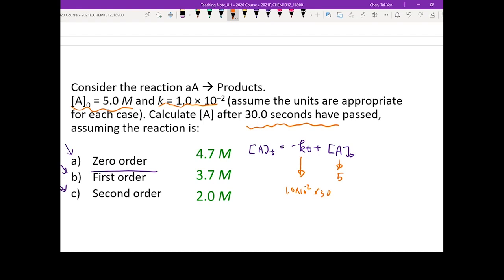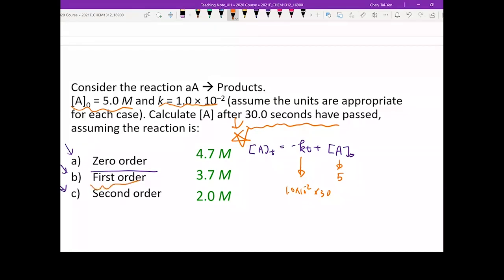So apparently this is a question that gives you A naught, gives you k, gives you t to calculate your At, right? Going from the question to the equation that you need to use is the key to solve this problem. So you should train yourself. Once you see this time information, integrated rate law, find out the order, write down the equation, plug in the numbers, solve for the answer. That's how you should do it.